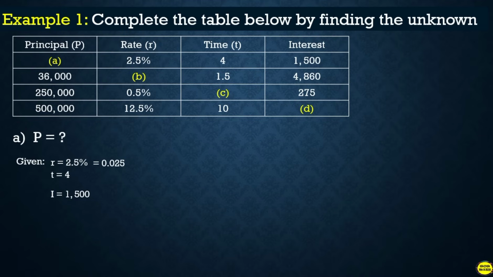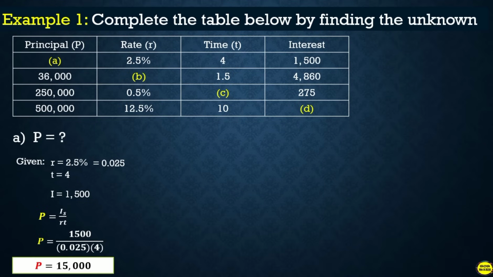So, ano ba yung formula again ng pagkuha ng principal amount? Kanina pinakita ko that is I over RT. So, what we're going to do is substitute everything na nakuha natin sa given. Yung I natin is 1,500 over 0.025 times 4, and that is 15,000. So, the principal amount is 15,000. Ang sagot natin dun sa letter A is 15,000.